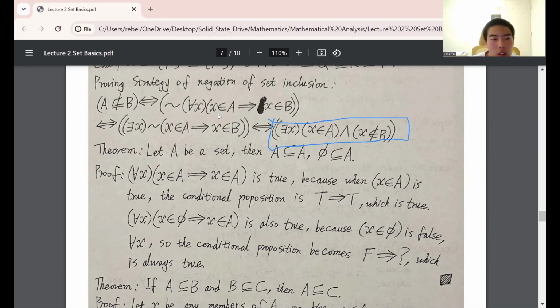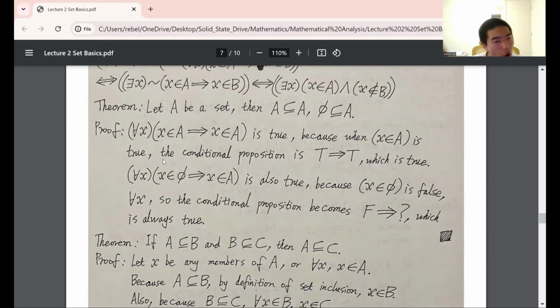Cool. And there are also some new theorems later. The first one is: for all sets A, A is a subset of itself, and also the empty set is a subset of A. To prove it, let's prove the first part, A is included in itself. For x belonging to A, it leads to x belonging to A. They're the same, so it must be T leads to T. So it's true from the conditional proposition.